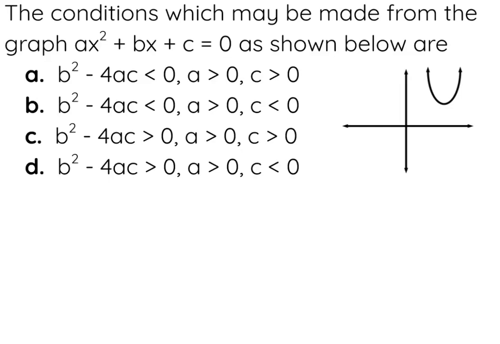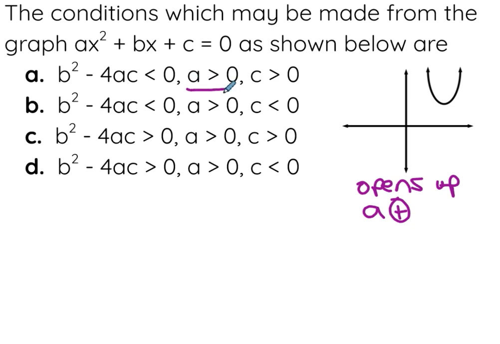In this video, we're going to look at what happens when I have a graph and I want to match some characteristics about that graph to it. Let's get started, first of all, with the fact that the graph opens up. I know that when a graph opens up, that means that my leading coefficient a is positive. In other words, it is greater than 0.